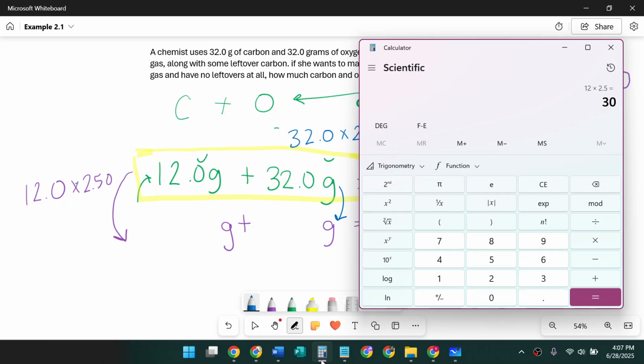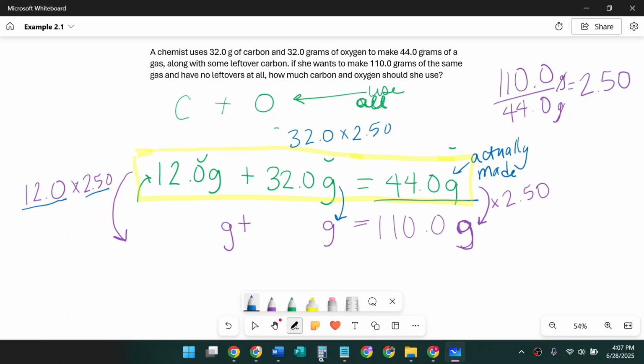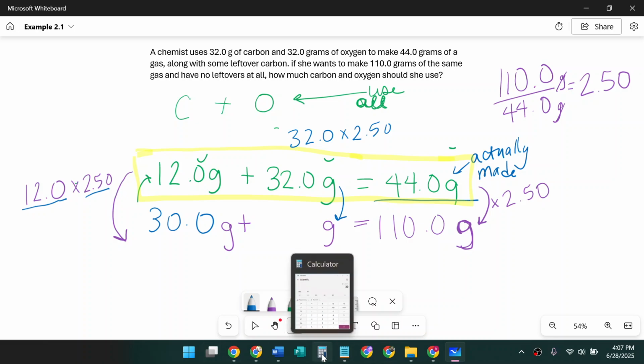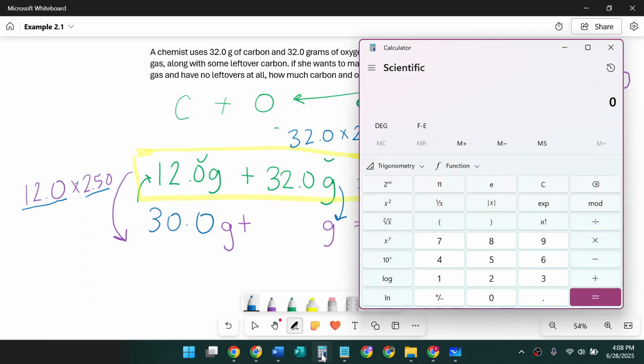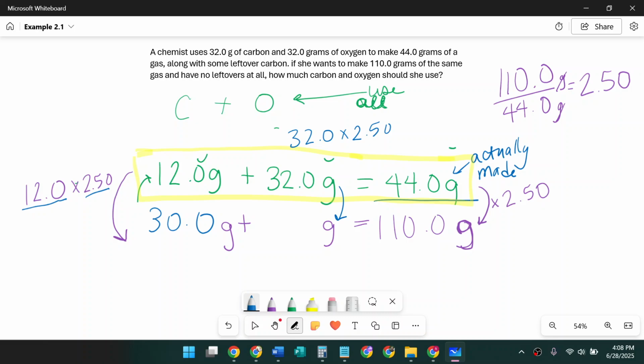So I got 30. We remember that we have 3 significant digits here and 3 significant digits here. So that means I must have 3 significant digits here. So I have 30 grams of carbon that I'm using. And then for the other one, I'm starting with 32 grams of oxygen. And I'm going to multiply by my multiplication factor, which is 2.5. And I get 80. Again, this has 3 significant digits, this has 3 significant digits, so my 80 also has to have 3. So that's why I'm including the 0.0. I now know how much I need of each.